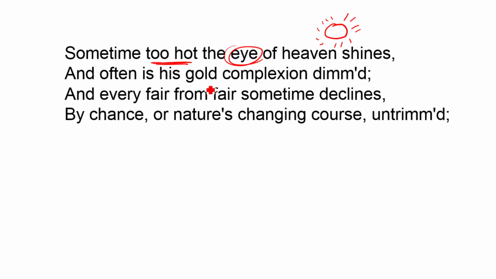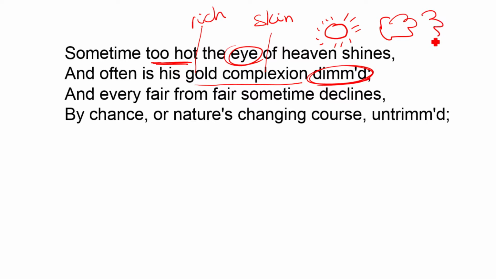Then he talks about the gold complexion of the sun. So continuing the personification, the complexion is the skin. And we have this lovely, rich color of the skin of the sun. But the trouble is that can also be hot. But there's a further problem. The gold complexion can be dimmed. If you dim something, you make it darker. Now, what makes the sun darker is when clouds come up. So the problem with a summer's day, when it's really, really hot, you know those big black clouds come up and cover the sun.